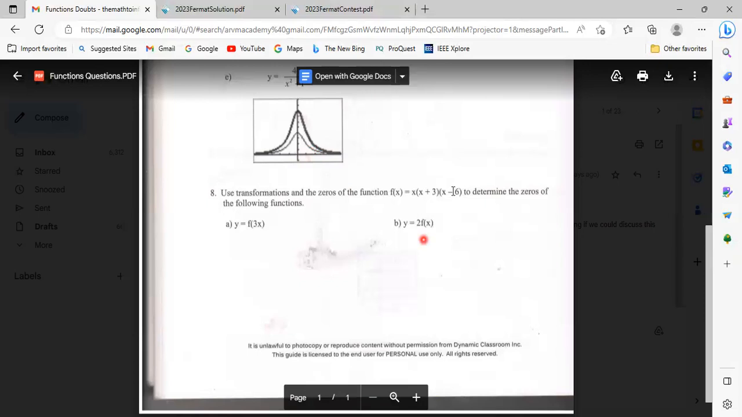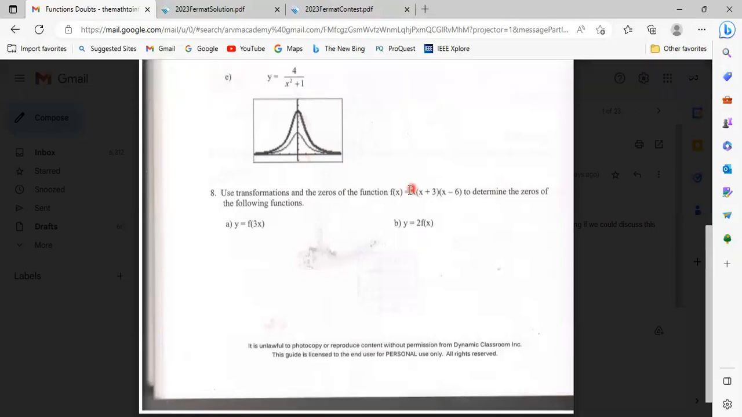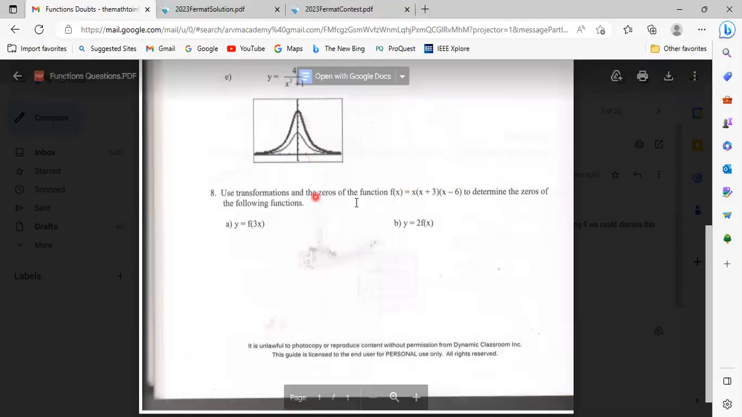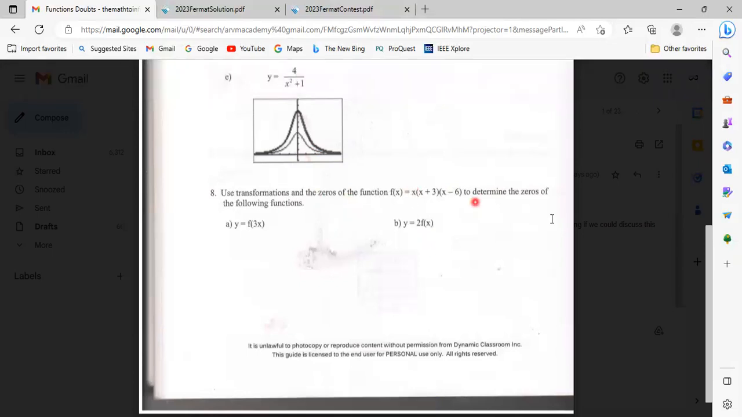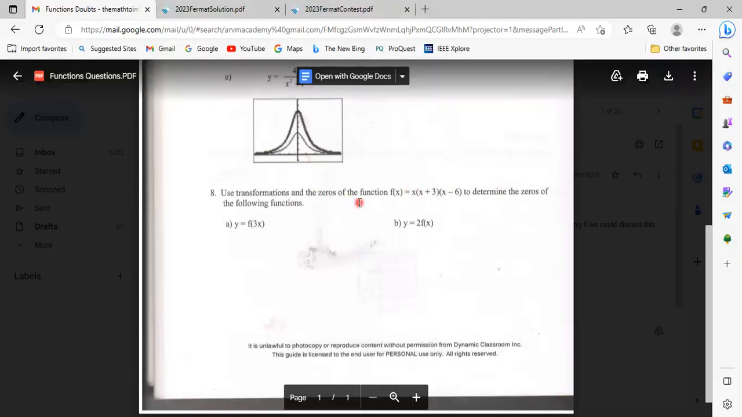So if you multiply this, you'll be getting a cubic equation only. So you'll be getting the zeros as x is equal to 0, x is equal to minus 3, and x is equal to positive 6. Use the transformations and the zeros of the function to determine the zeros.